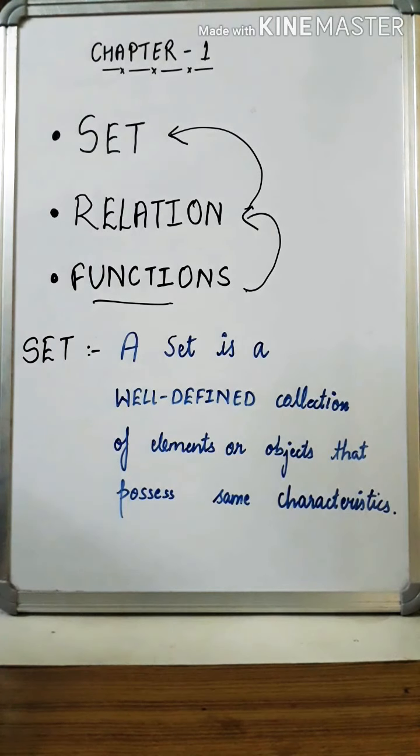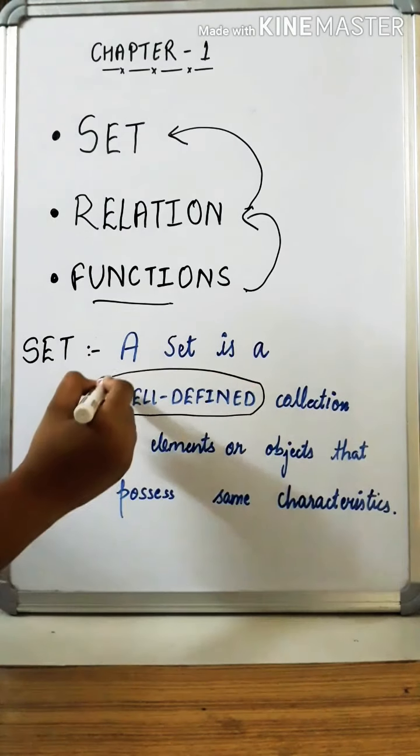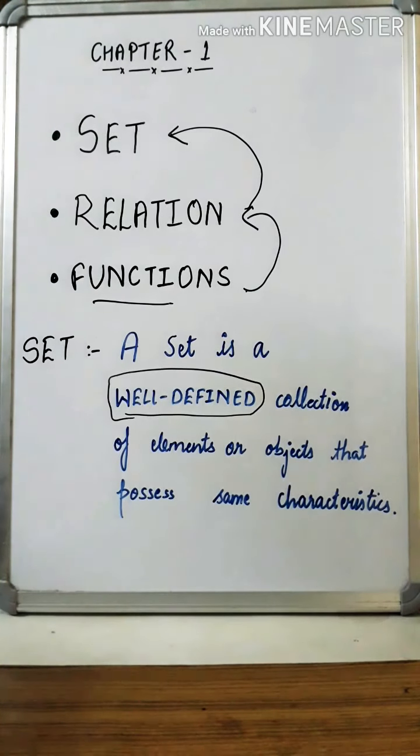A set is a well-defined collection of elements or objects that possess the same characteristics. You see, the word well-defined is the key word here. Why? Because, for example, you cannot say a set of emotions or a set of habits. Mathematically, they don't have that significance. But a set of natural numbers, a set of integers, rational numbers, irrational numbers, these are well-defined sets.